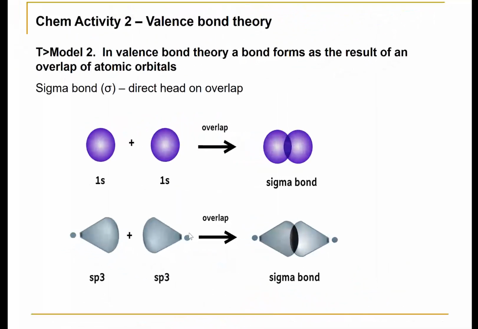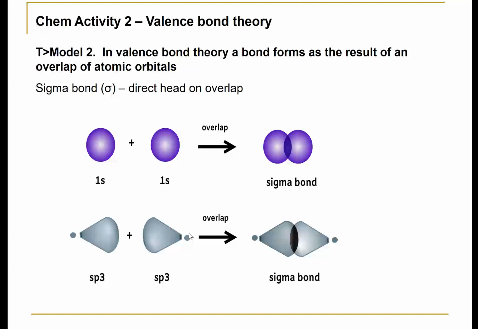In this second video, we'll look at how we can use valence bond theory to describe the two types of bonding, the sigma bonding and the pi bonding. In this slide, you see a representation of the sigma bonding. Sigma bonding involves a direct head-on overlap, or a head-to-head overlap.